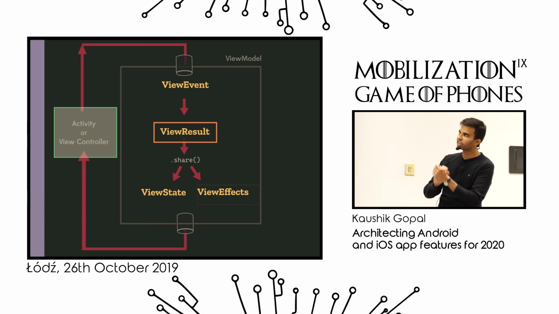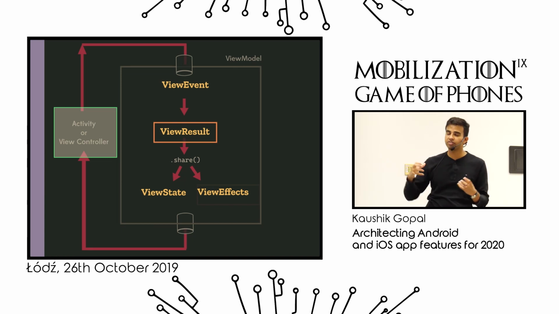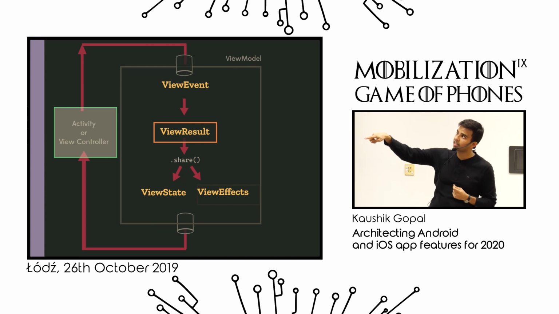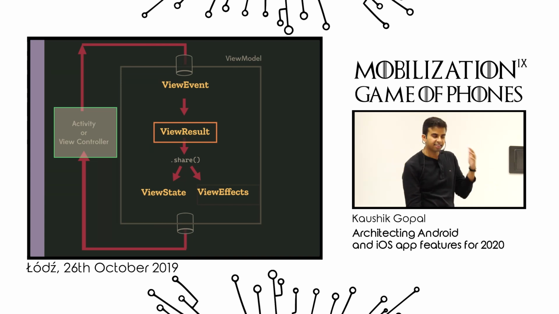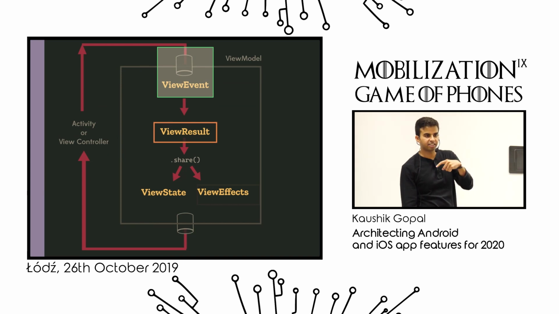So we started with the activity or the view controller. We want to model the entire user interface as a function. We decided to do that with the view model. So we have created an input channel at the top and an output channel at the bottom. Any user interaction or any change in my activity or my view controller, I model that as a view event and I send it into the view model through that process input function, right? So I've established only one entry point.